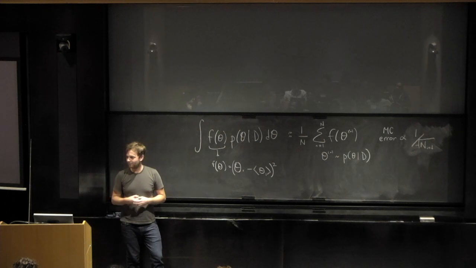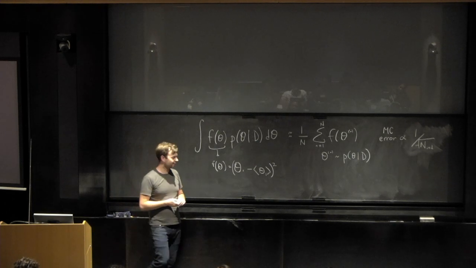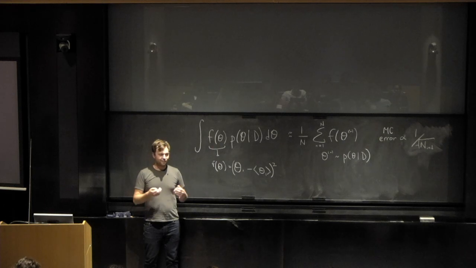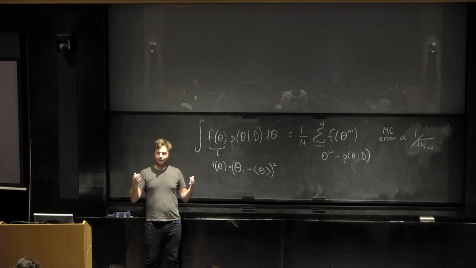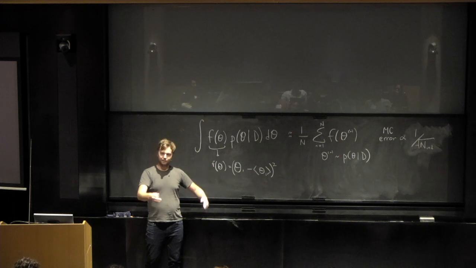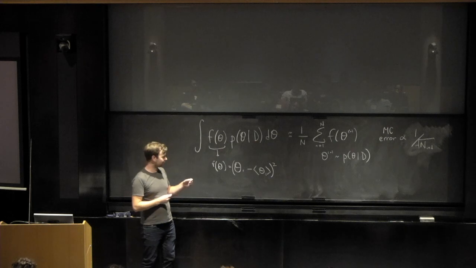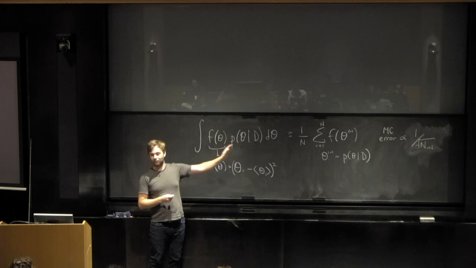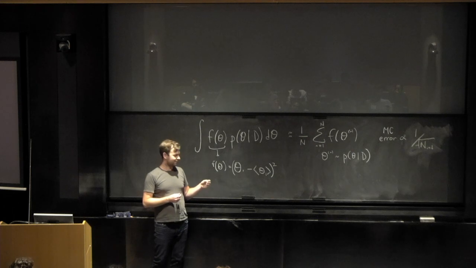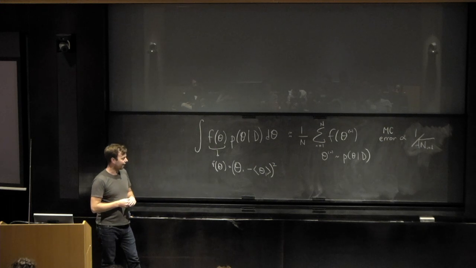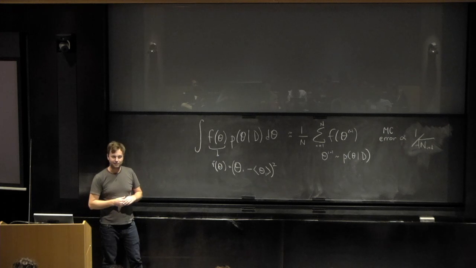Adam asked me to mention the word credible interval or credible region. That would be another integral that you could do using samples like this. And there, what you're looking at is what parts of parameter space are within a certain amount of probability. So a common thing to do would be to find the 16th and 84th percentile of your 1D probability distribution. And that would give you some bounds on the expected distribution of your parameter. And that's all something you can compute as an integral that looks like this. Any other questions?